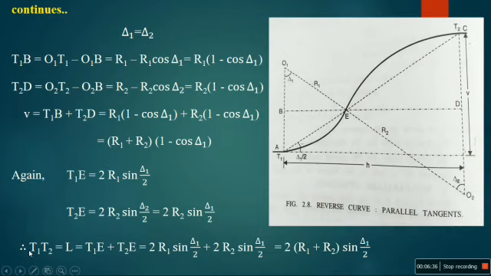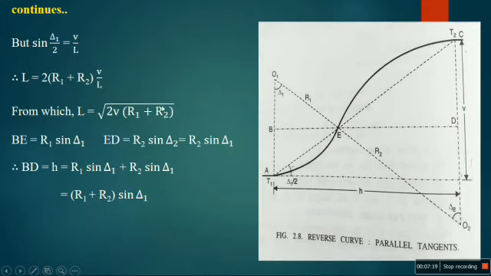Then lastly, you can calculate the capital L, that is T1 to T2. L is equal to T1E plus ET2. Putting in the formulas and simplifying, you can write it as 2 into bracket of R1 plus R2 into sin delta 1 by 2. Okay, these are the two formulas: one is V and the other is L.